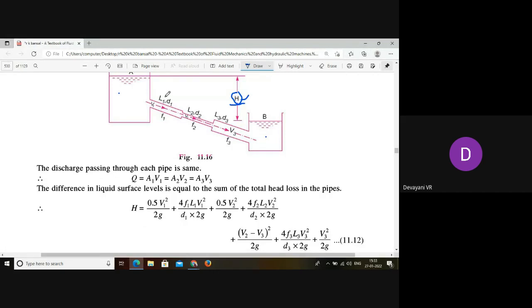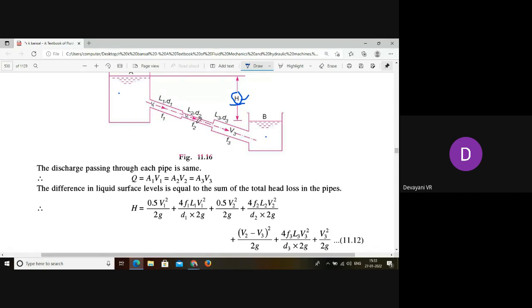0.5 V1 square by 2g. Here the velocity in this pipe will be V1, so it is V1 square by 2g. Plus there might be some friction, so let's include that friction, then the head loss will be 4 F1 L1 V1 square by 2g D1.